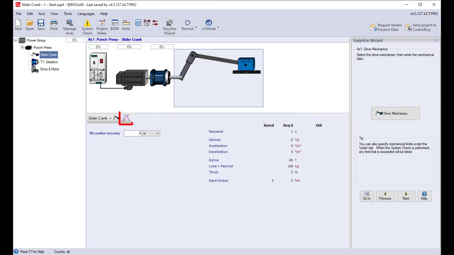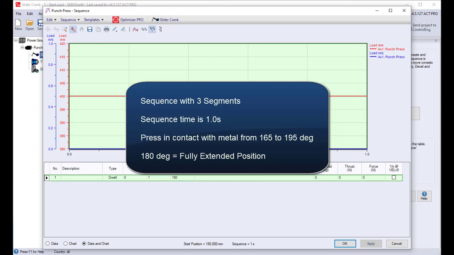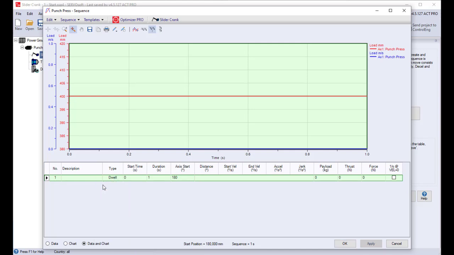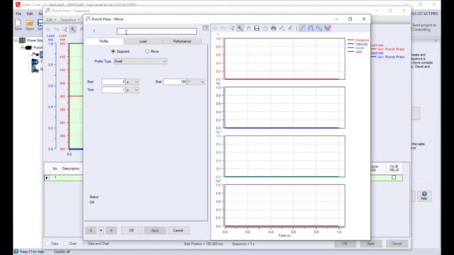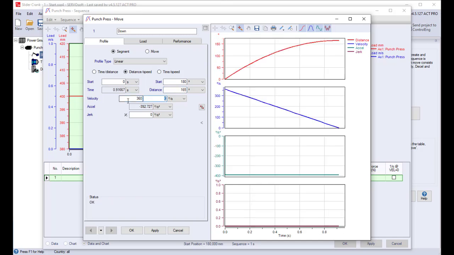And next, I will create the motion sequence. The sequence will have 3 segments. The press completes 1 cycle every second, and the press is in contact with the material from 165 to 195 degrees, where 180 degrees is the fully extended position. I will name the first segment down. The distance traveled is 165 degrees, and it is a constant velocity segment at 360 degrees per second.